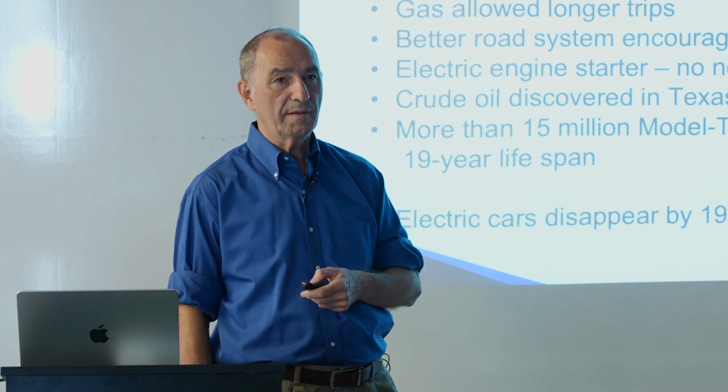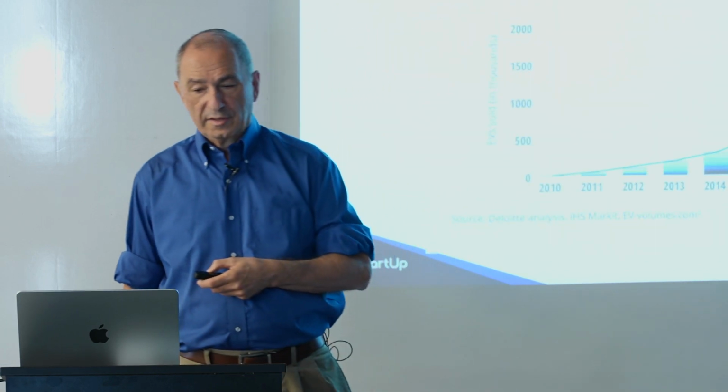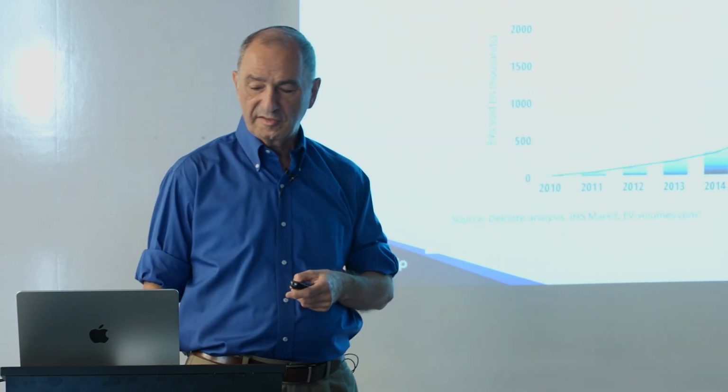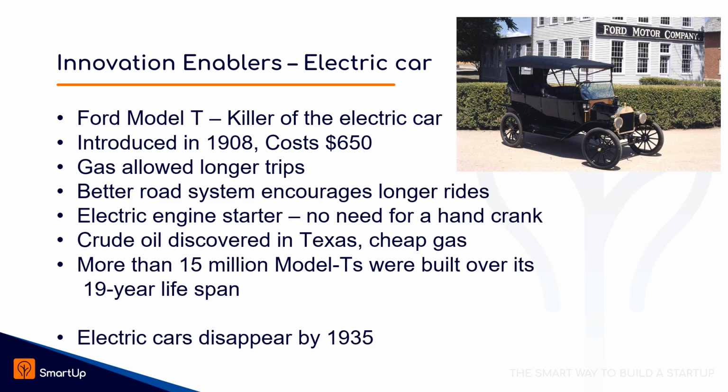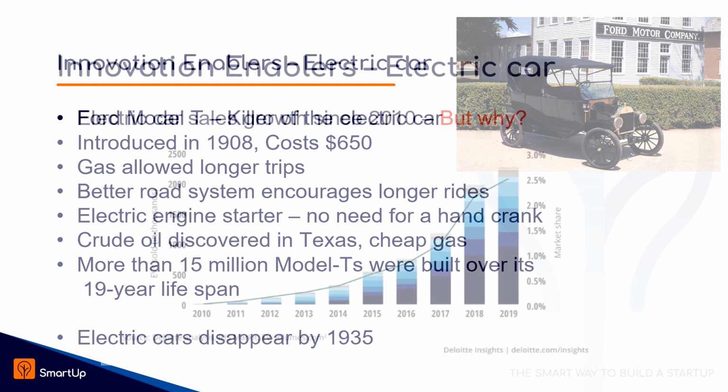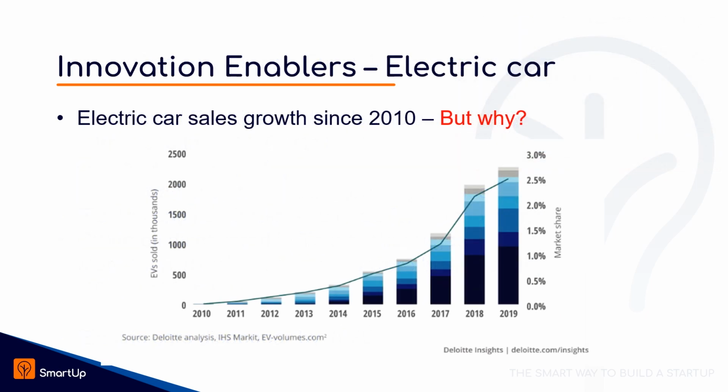So what made them come back? Here's what happened in recent years. In 2010, virtually nothing. Okay, this is still 2019. The market share is 2.5%, which is how many millions of cars? 2 million cars. Okay. Today it's probably much, much bigger, as you can see. So, a revival of electric cars. Besides Elon Musk, what caused it?